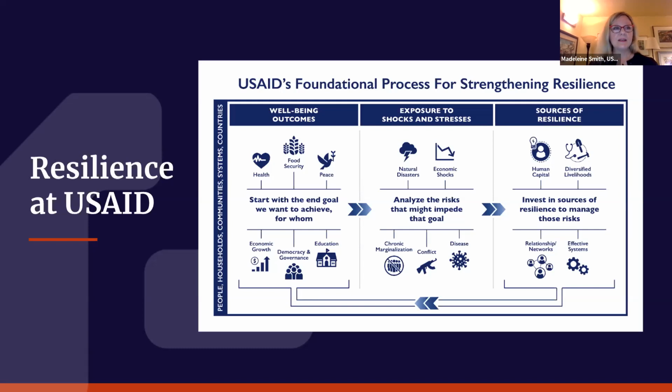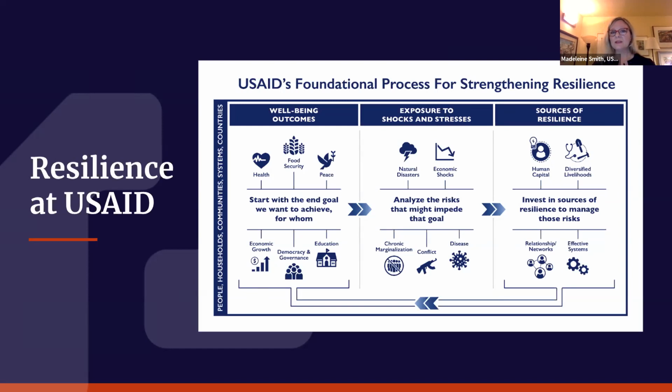Foundational resilience capacities, such as human capacity, building agency and aspirations, and social capital, are fundamental sources of resilience. Increasing economic capital through diversified livelihoods, savings and lending, access to insurance, again, more examples of sources of resilience.